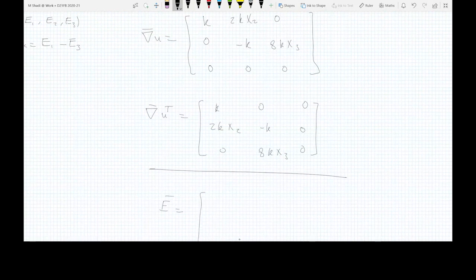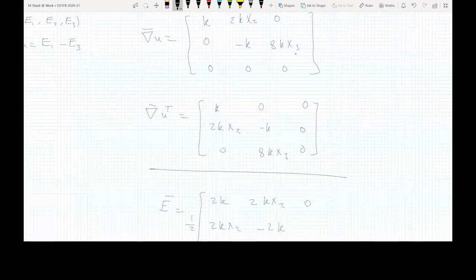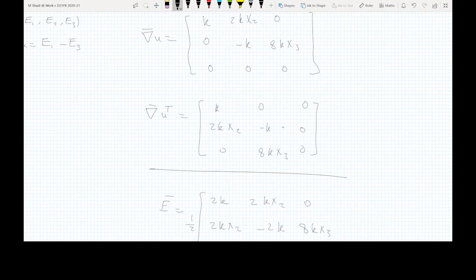So the strain tensor then would look like this. k added to k, I need to multiply with half here. So k added to k is 2k. 2kx2 added to 0 is 2kx2. And 0 added to 0 is 0. Then I have 0 added to 2kx2. And minus k added to minus k is minus 2k. And then 8kx3 added to 0 is 8kx3. And then 0 added to 0 is 0.